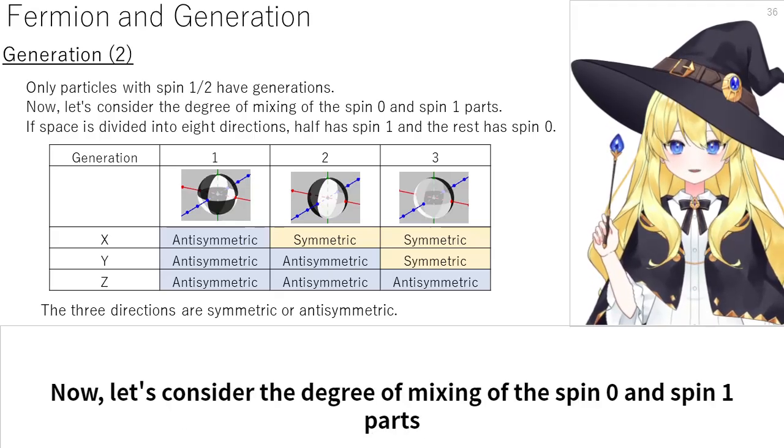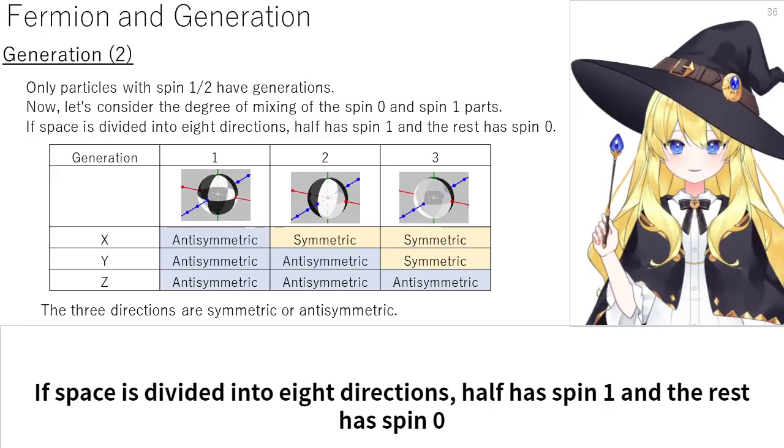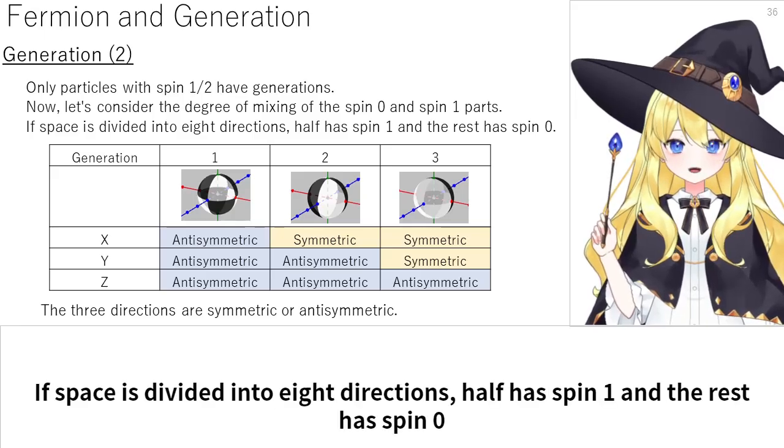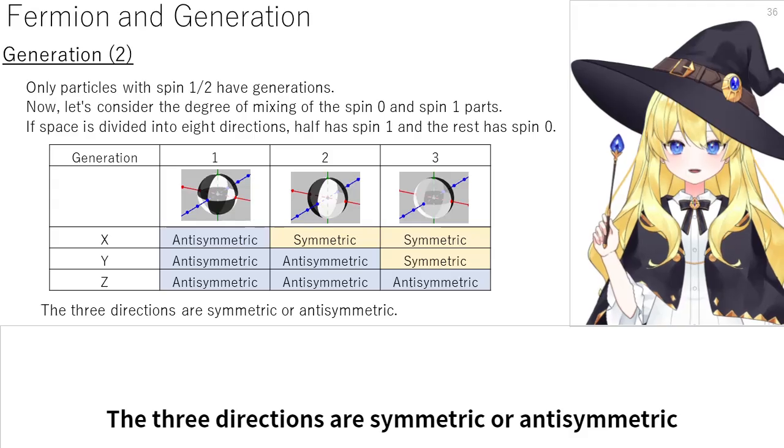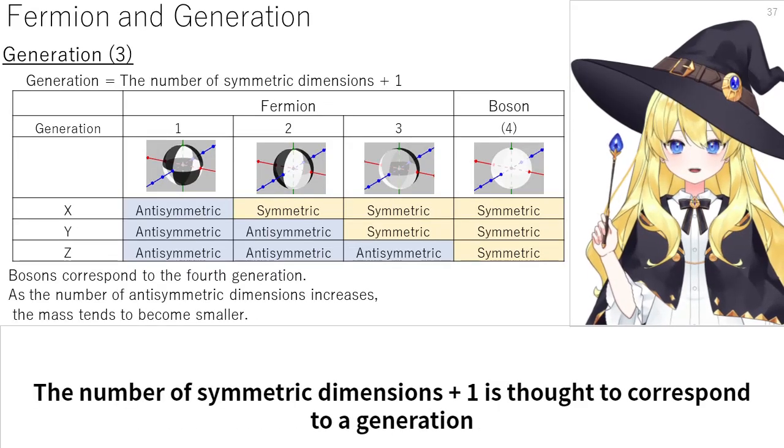Now, let's consider the degree of mixing of the spin 0 and spin 1 parts. If space is divided into 8 directions, half has spin 1 and the rest has spin 0. There are 3 levels of mixing, as shown in the diagram. The 3 directions are symmetric or antisymmetric. The number of symmetric dimensions is thought to correspond to a generation.